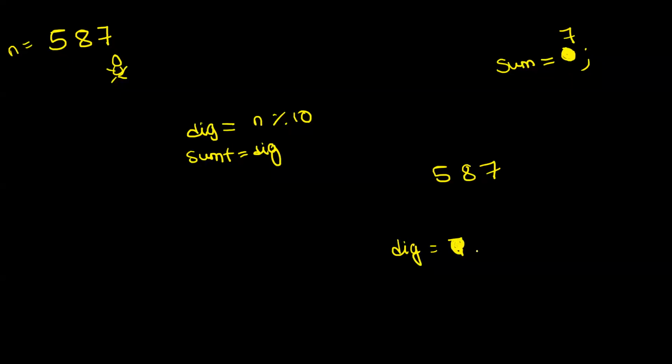Okay. So you did first of all n percentage 10. This gave you the last digit. Then you did basically a sum plus equal to digit. So you added the digit to the sum. Now I have added 7. I have added 7 to my sum.